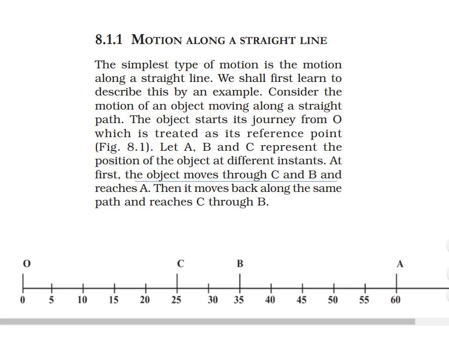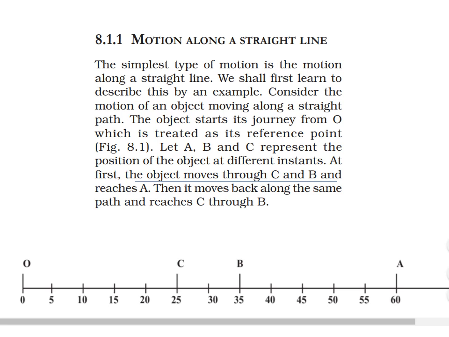And consider another path where the object moves from O to A. In this situation the object is going to cover 60 kilometers. If the object again comes back from A to O, in this case the object is going to cover 60 plus another 60, that becomes a total of 120 kilometers. This is all about the distance.